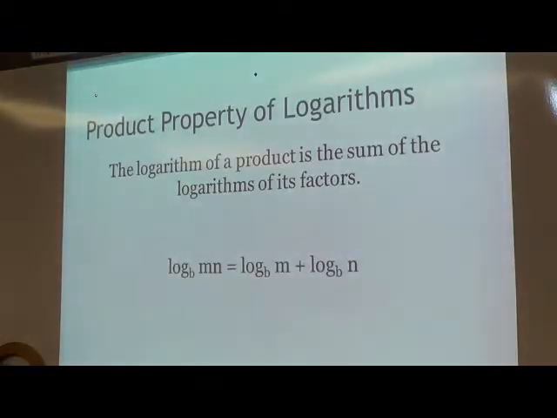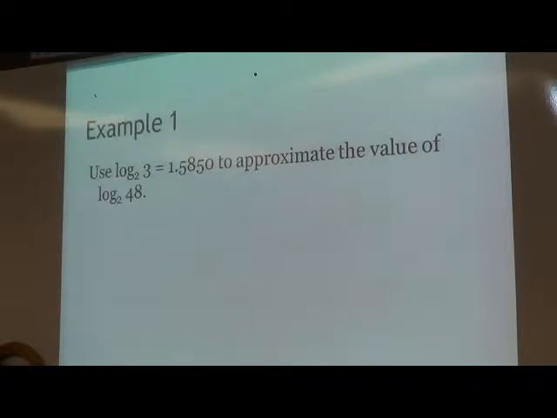So the first one here is the product property of logarithms. What it says is the logarithm of a product is the sum of the logarithms of its factors. So notice you have the logarithm of m times n. What you do is you separate that so it's the same base, but you add them. Just like we did with exponentials, if you have two same bases and you multiply them, you add the exponents. Same thing here, when you're multiplying inside the logarithm, you add those two logarithms. So let me show you one example of this.